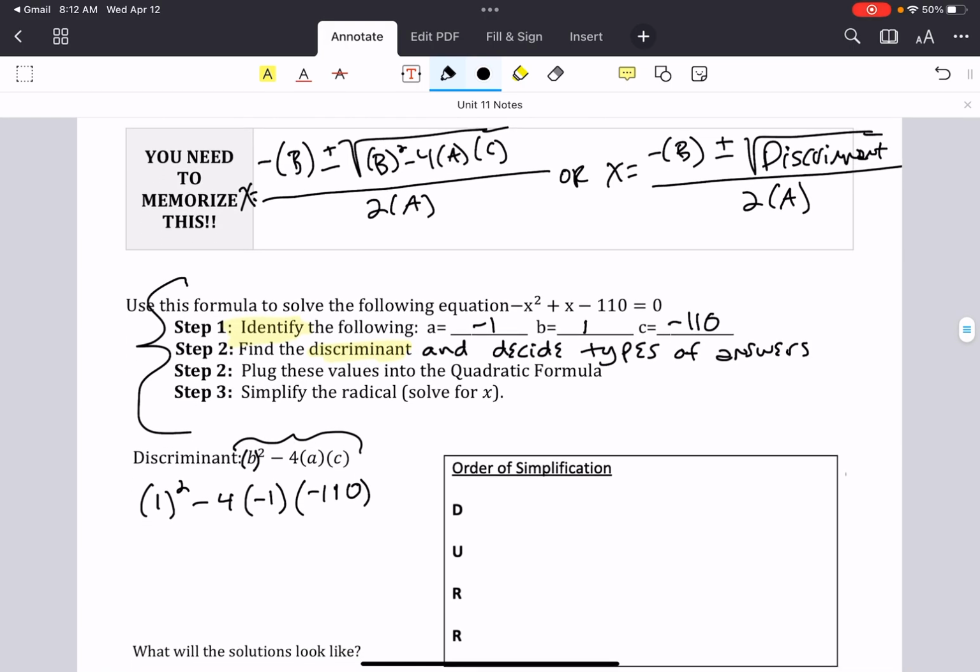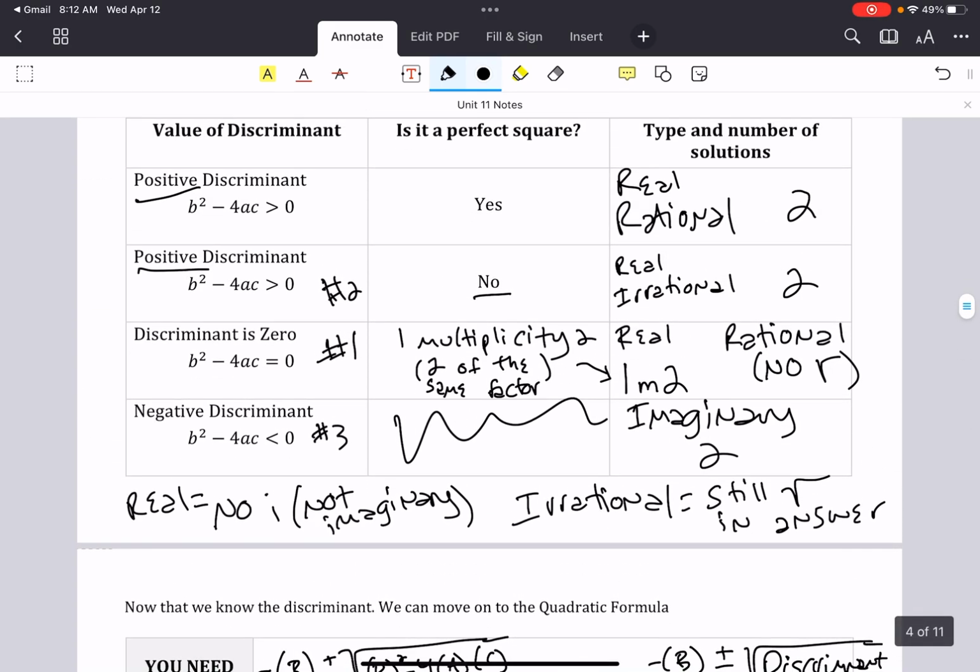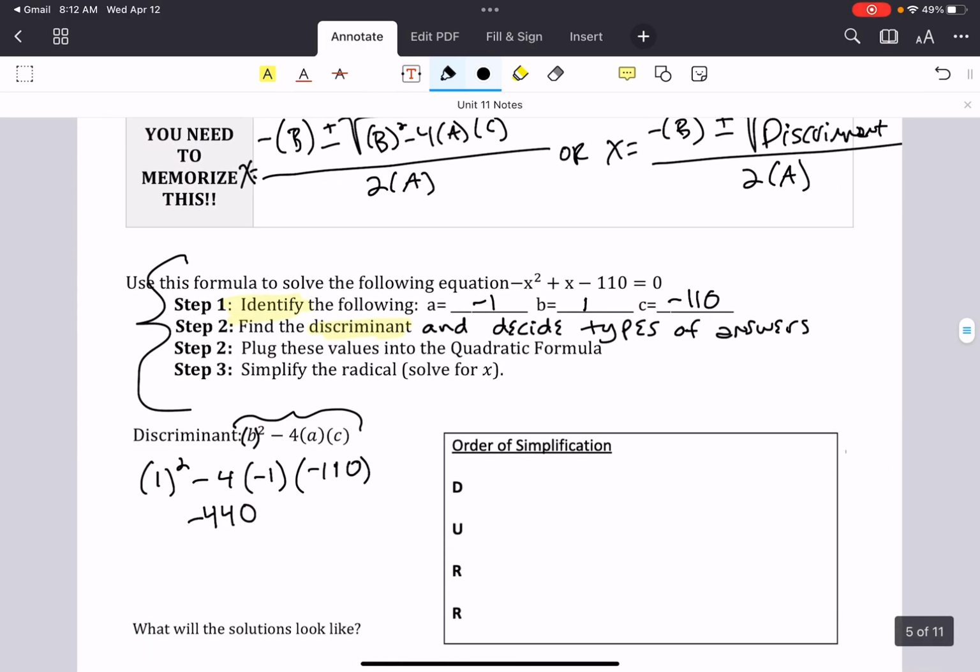Okay. Okay, so what's the discriminant? Negative what? Okay, so negative 440 is a negative discriminant, so we should have 2 imaginary answers in the end.